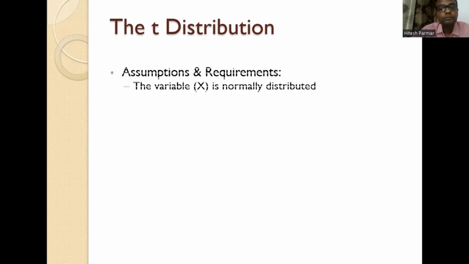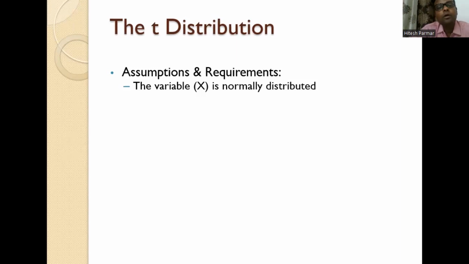Now, what was the t distribution that Mr. Gossett found? So, when we try to understand the t distribution, these are the assumptions and requirements. The first assumption and requirement is that variable x is normally distributed. Now, you may be thinking that just before 1 or 2 minutes, I told you that if the sample size is less than 30, the distribution is not normal.